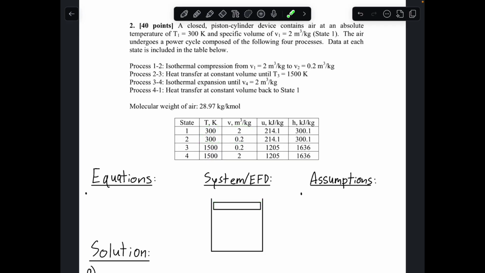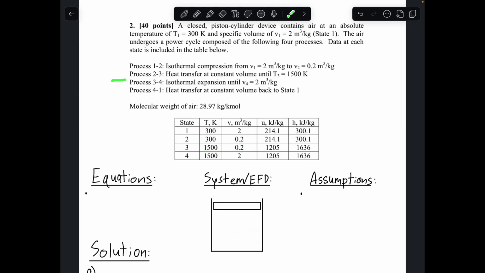And then from 2 to 3, we have heat transfer at a constant volume until temperature is equal to 1500 Kelvin. So now this piston is still down here at state 2, and as we move to state 3, it stays in the same spot, but we're adding some heat into the system. So we'll have some Q going into the system so that our temperature increases to a higher temperature, but our specific volume is staying the same from 2 to 3.